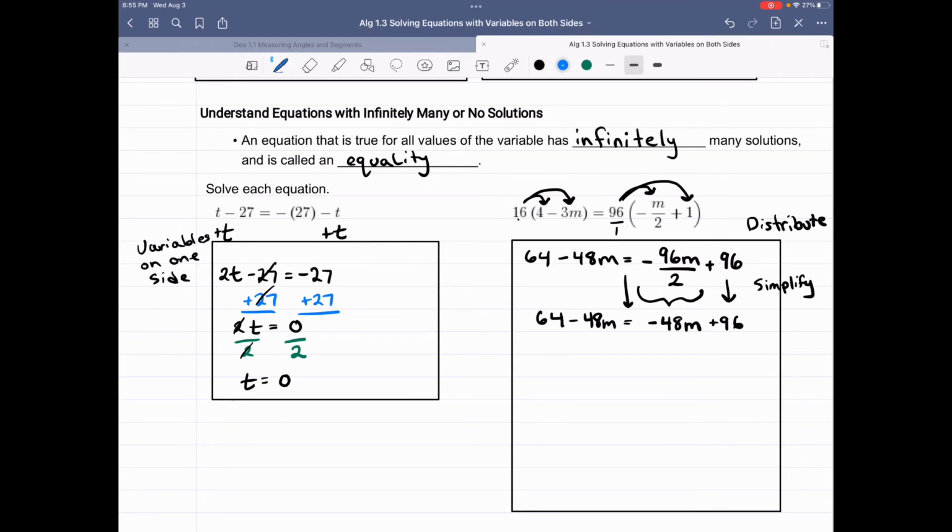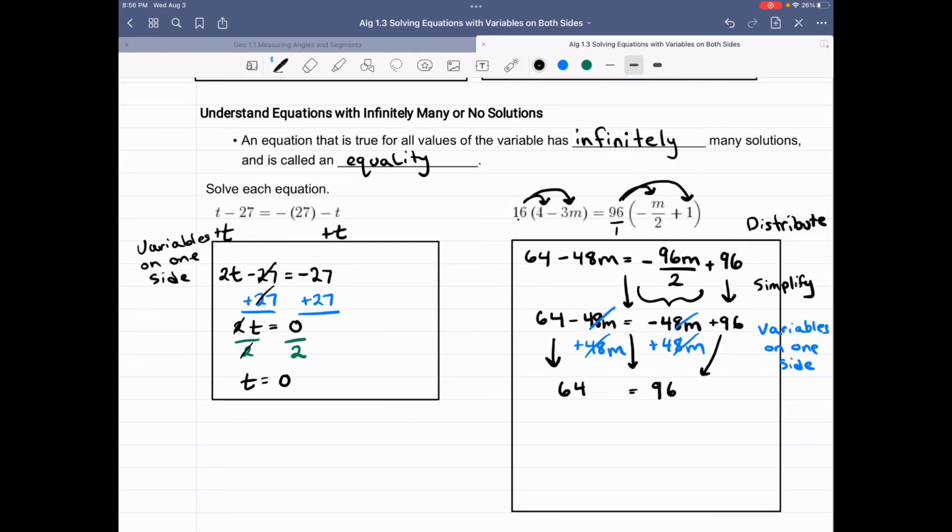So the next thing we're going to do, we're going to get the variables on one side. So when I add 48m to negative 48m, well, it cancels on this side, but the problem is it also cancels on the other side because they're opposite, I'm sorry. A negative and a positive are opposite, so they both cancel, which leaves us with a problem. We have to bring down the 64, we have to bring down the equals, and we have to bring down the 96.